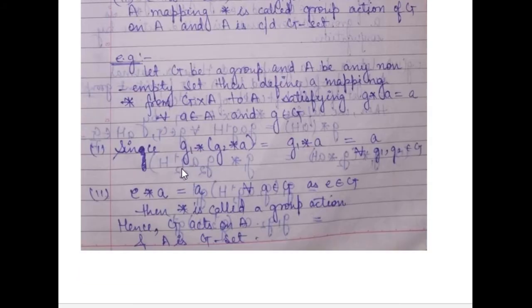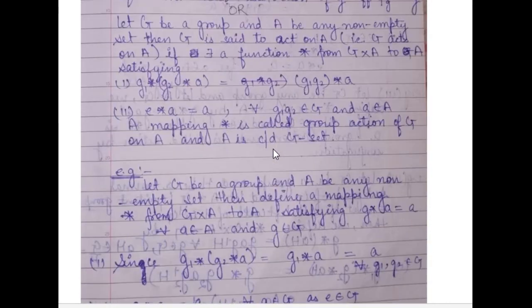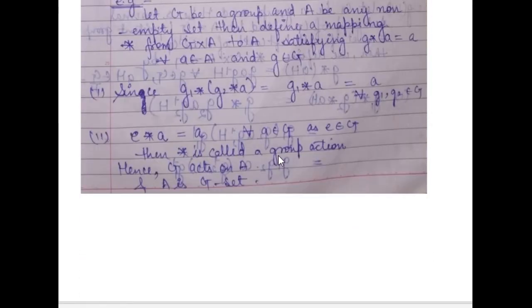So we are going to see the first property. Let g1 and g2 be any two arbitrary elements of capital G. Then we apply g1 star (g2 star a). By definition, g star a is equal to a. So g1 star (g2 star a) will be equal to g1 star a, and this will be equal to a because we have g star a is equal to a. So this g1 star a will be a by the same definition of the mapping. So we get g1 star (g2 star a) is equal to a for all g1, g2 belonging to G.